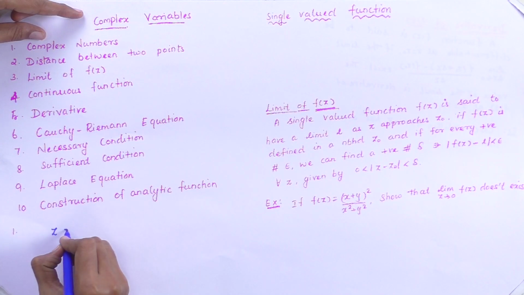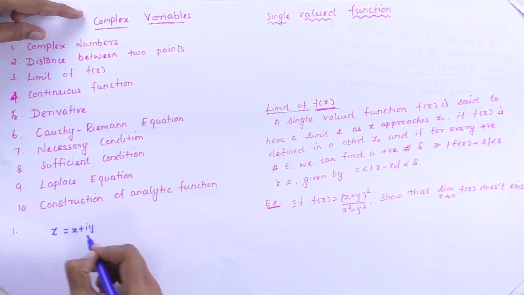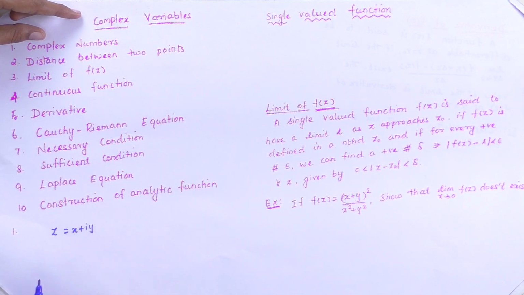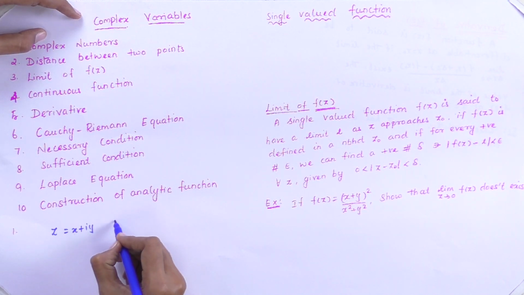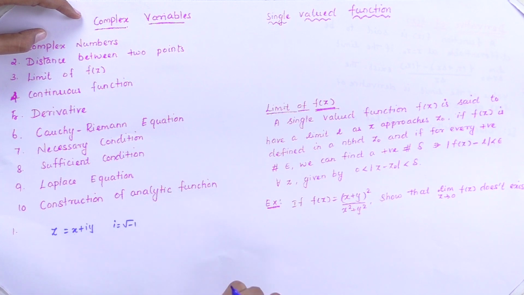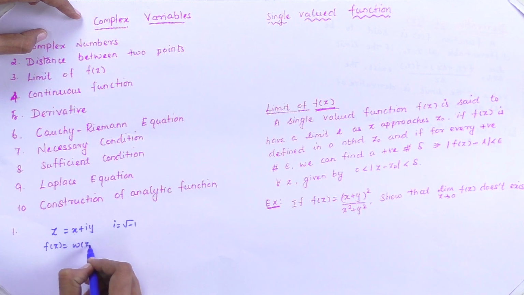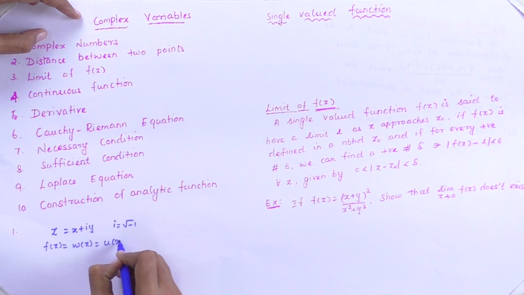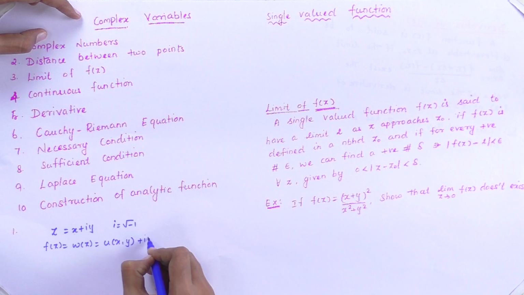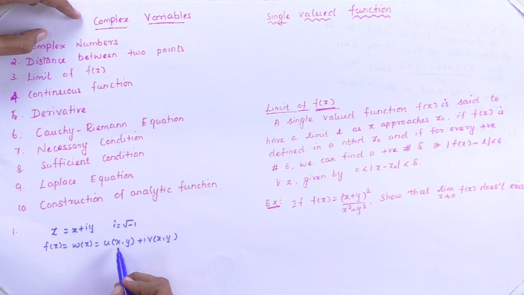The complex number z is equal to x plus i y, where x and y are real numbers. Here i stands for square root of minus 1, and f of z or w of z is a complex function equal to u of x comma y plus i into v of x comma y, where u and v are real functions of the variables x and y.